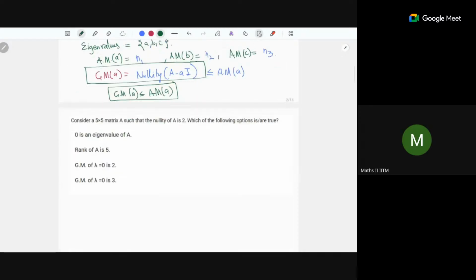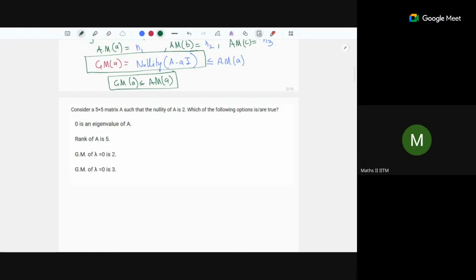Now, for example, let's take this question. Consider a 5 cross 5 matrix such that the nullity of A is 2. Which of the following options is or are true? Call them A, B, C, D, and now you tell me what the correct options are. Option A is correct. B can't be correct.